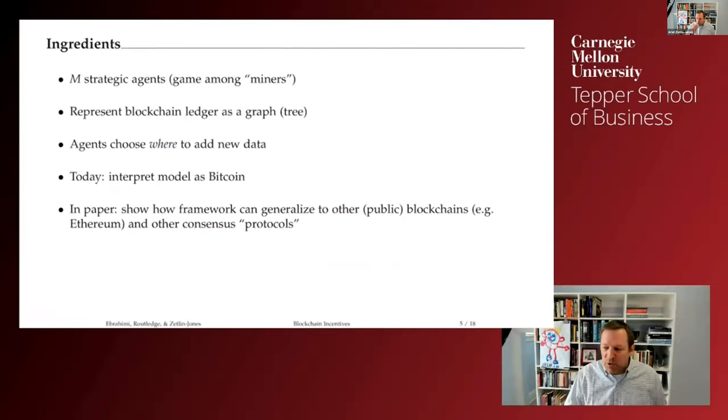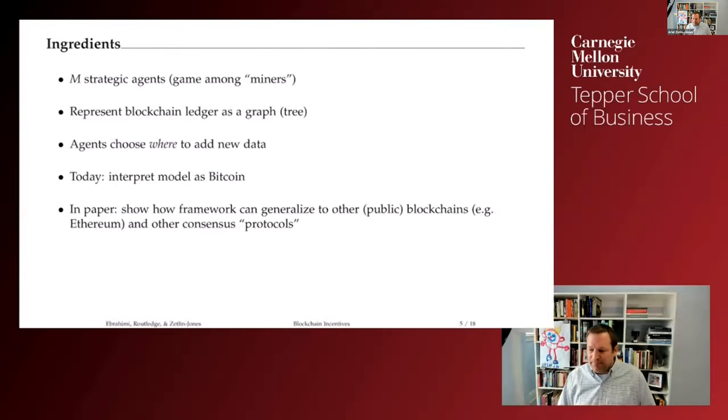Again, I'm going to represent the blockchain ledger as a graph. It's a set of nodes, which we'll think of as blocks, and edges, which link each block to a previous parent block. Again, the key strategic decision of our miners: they'll receive some new transactions, and they'll choose where to incorporate those onto the existing graph of the blockchain.